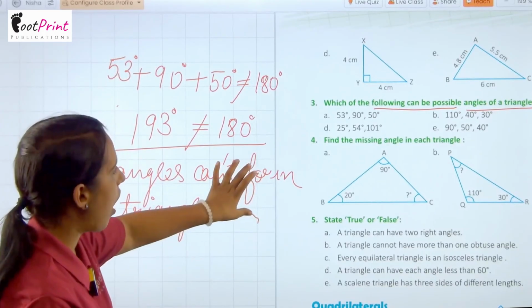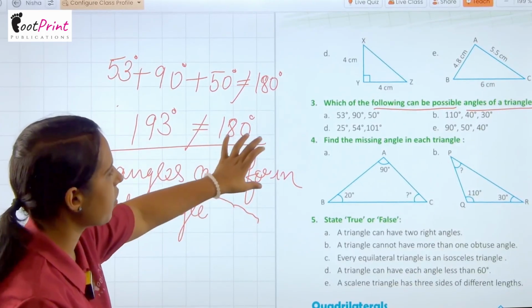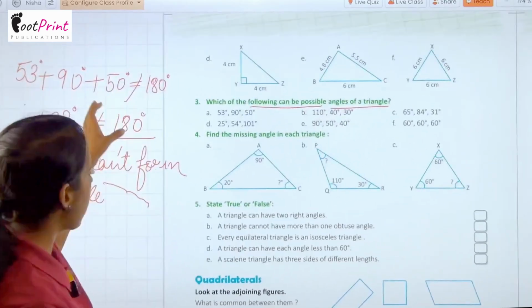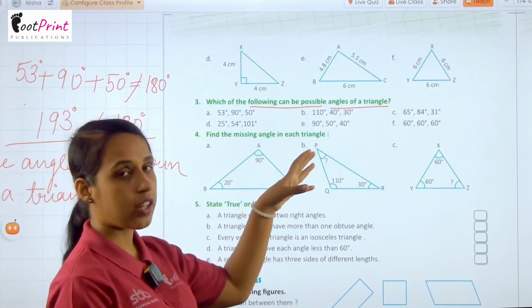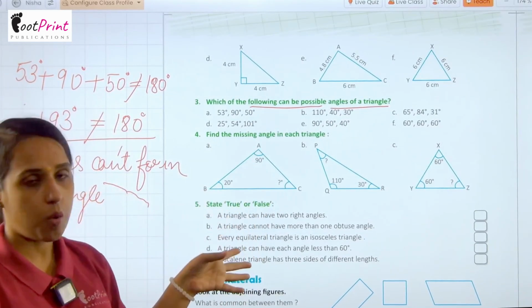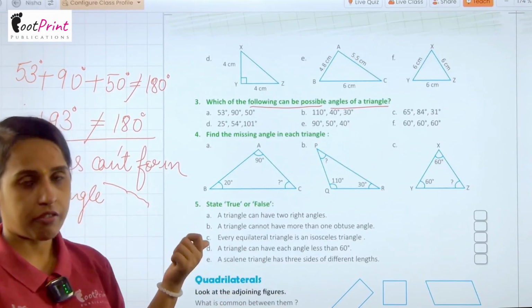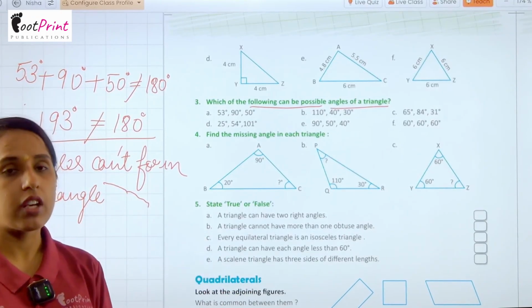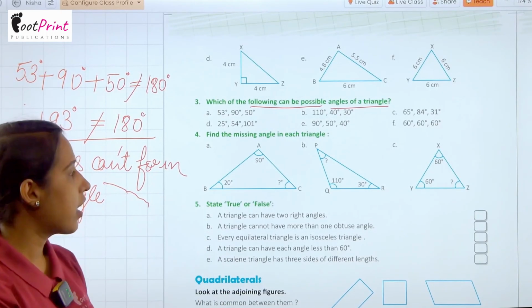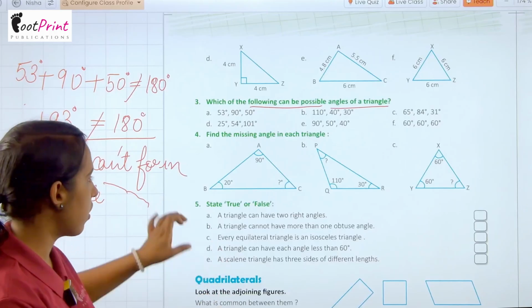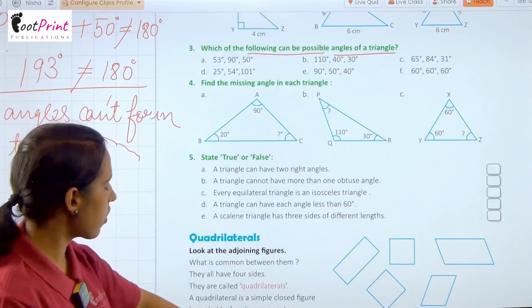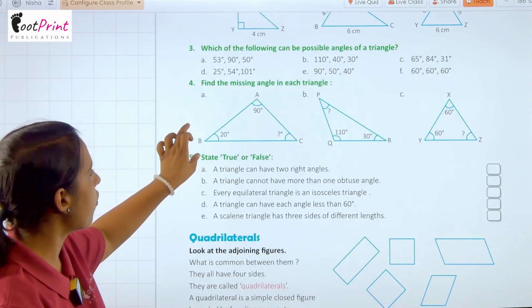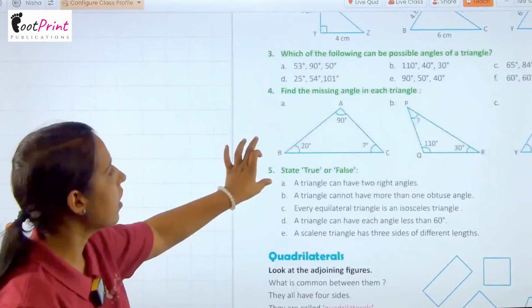Okay, so you have to check the sum of the given triangle and then you will write it is equals to 180 degrees. So yes, they can form a triangle, or if they are more than or less than 180 degrees, so we will write it cannot form a triangle. Okay, now the next one is, in this we have to find the missing angle in each triangle.